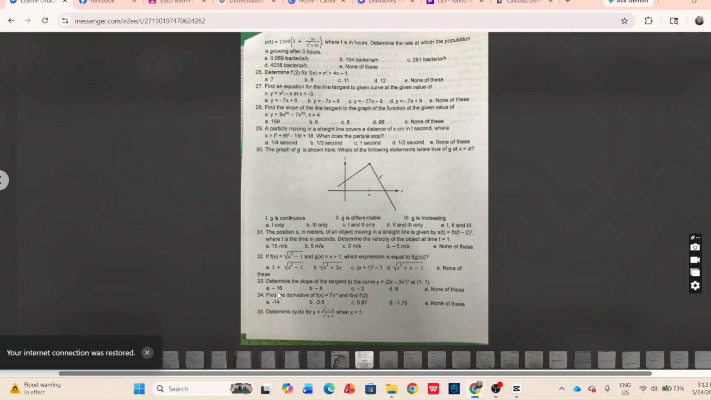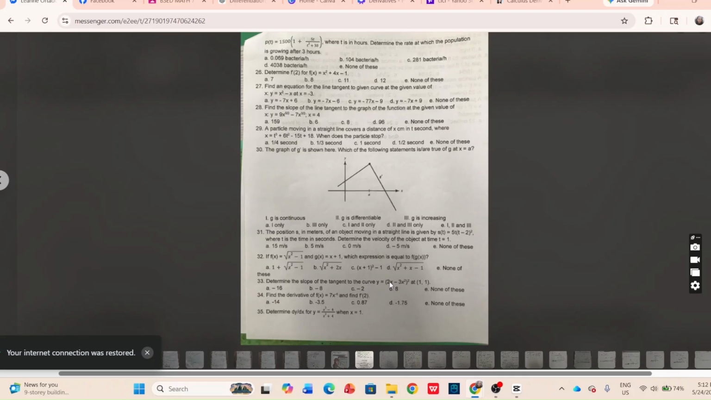Number 33, determine the slope of the tangent to y equals 2x minus 3x squared, the power of 2, at 1 and 1. So for number 33, we will differentiate the given function by using the chain rule, and we are going to substitute 1 into it.